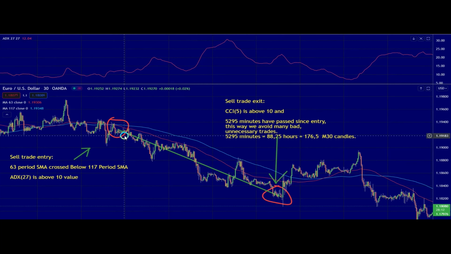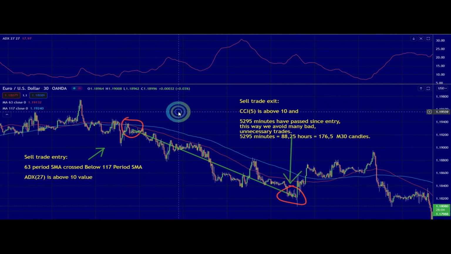So as you see, it is a nice trend trading opportunity, and the system spotted it perfect. So this is the entry rule.